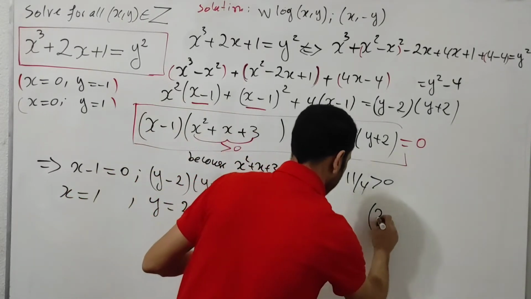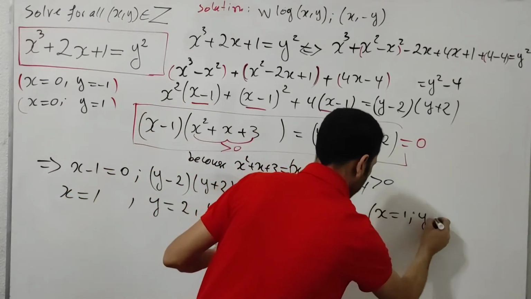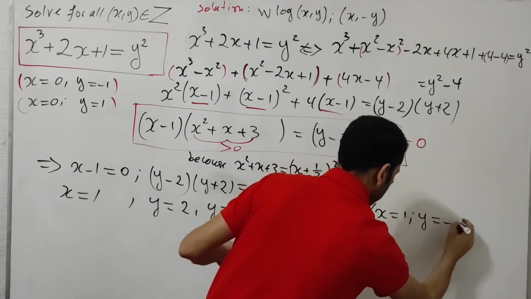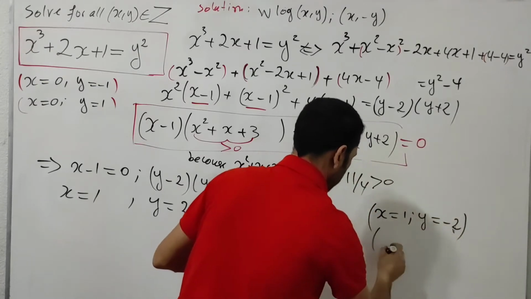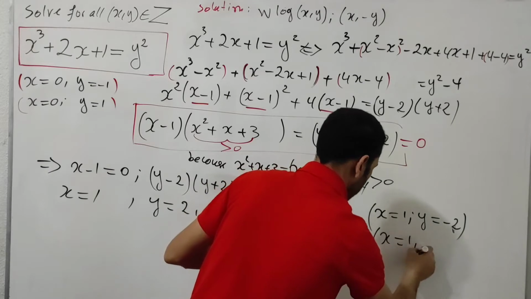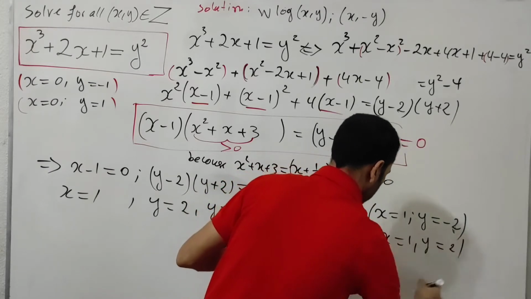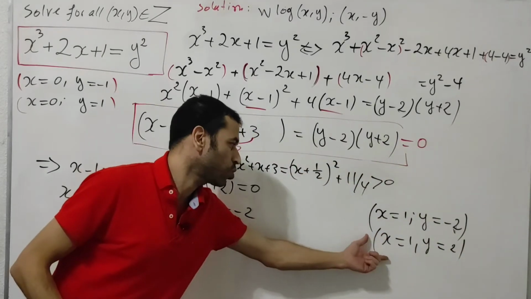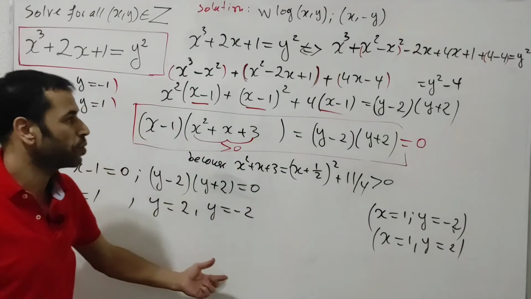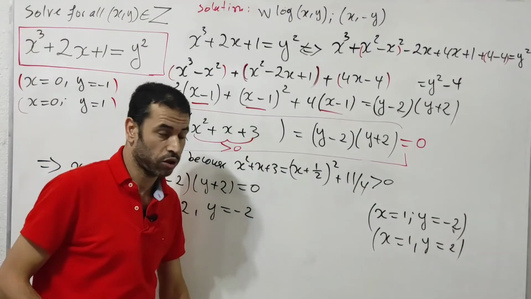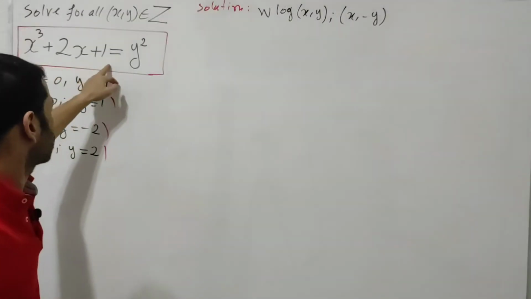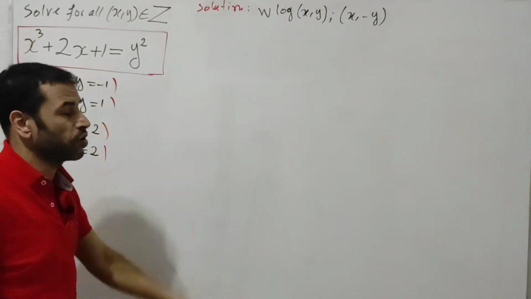We'll have x equals 1 and y equals minus 2. The second pair of solutions, x equals 1 and y equals 2. I'm going to take these two solutions up here and clean up this board and look for other solutions. I'm going to solve this equation again in a different way.